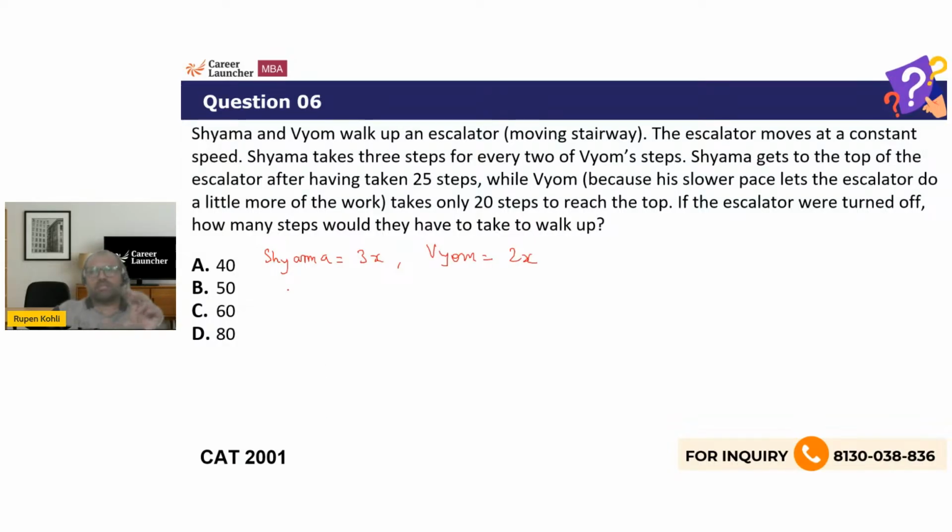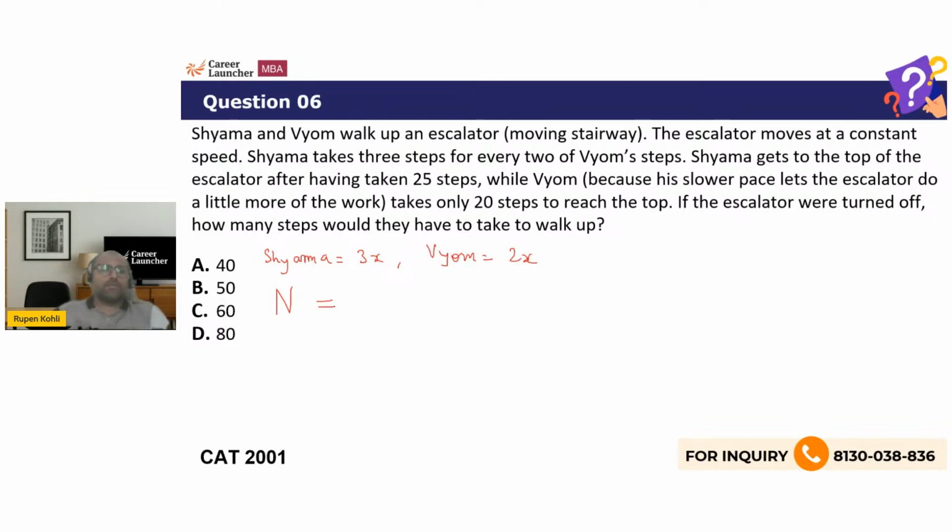Again, just like the first question that we did on escalator, here also the number of steps n, let's say, for both the persons is the same, right. And as such कुछ directly लिखा तो नहीं हुआ है, but if nothing is mentioned, you will always assume that they are both moving with the escalator, right. Shama and Vyom walk up an escalator, so we'll assume that the escalator is also moving up. That has to be always the common assumption.